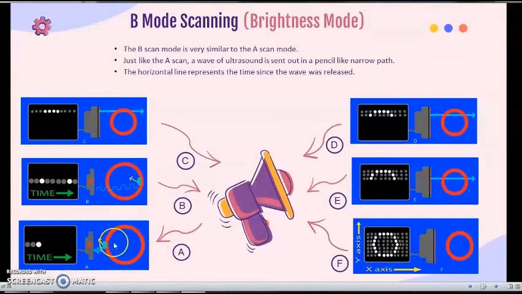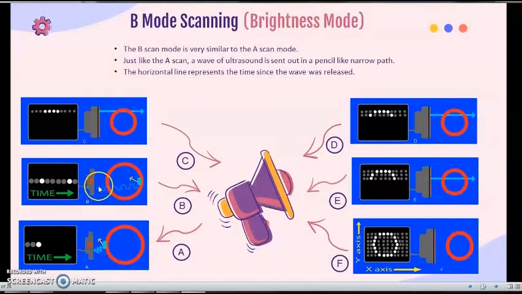I'm still using the same example, which is the eyeball. So when the wave meets the first wall, a part of the wave is reflected back into the probe, and instead of a bump, the strength of the reflected wave is recorded by a bright dot. The brightness of the dot represents the strength of the reflected wave. The brighter the dot, the stronger the reflected wave. That's why the letter B of B scan represents brightness.